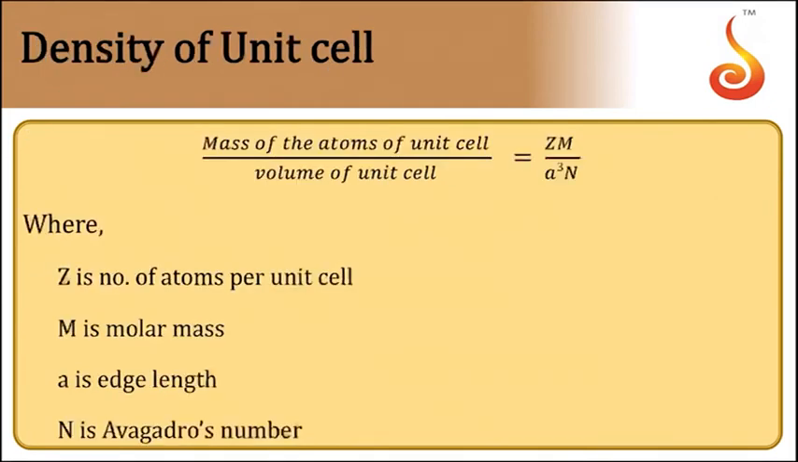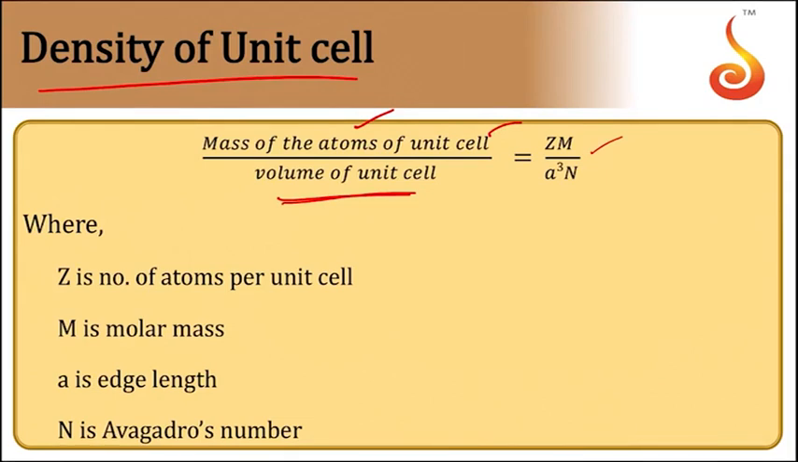Then next formula is the density of the unit cell. Density is given by mass of the atoms of unit cell by volume of the unit cell. Fundamental formula, as already know, density is equal to mass by volume. It is now mass of the atoms of the unit cell by volume of the unit cell. And formula it comes to be Z into M by a cube into N.